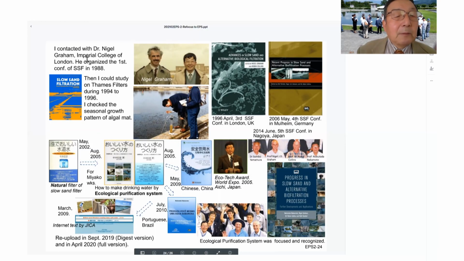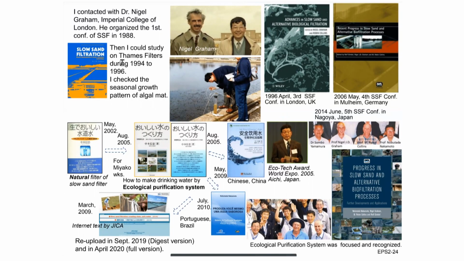I contacted Dr. Nigel Graham of Imperial College London. He organized the first international conference on slow sand filters in 1988. Then I could study the Thames filter from 1994 to 1996. I checked the seasonal growth pattern of the algal mat in the Thames filter. I attended the third and fourth conferences, and we organized the fifth conference in Nagoya, Japan.